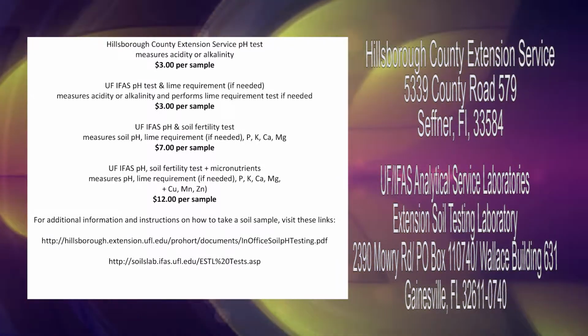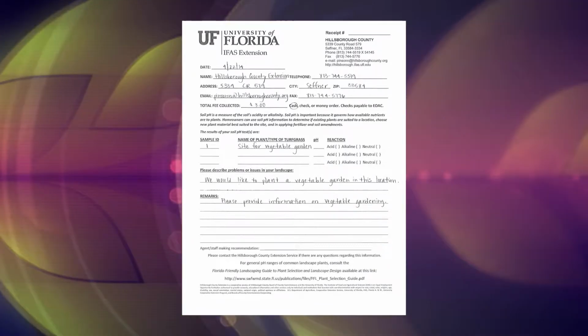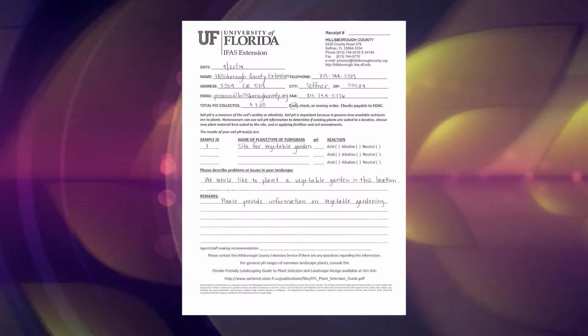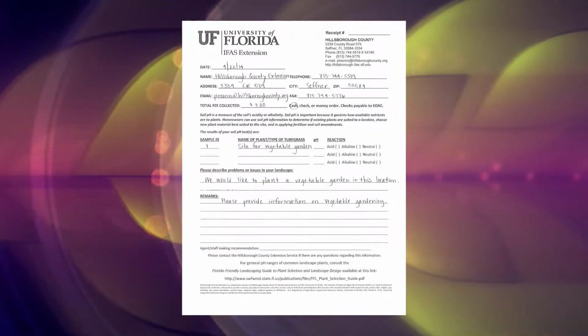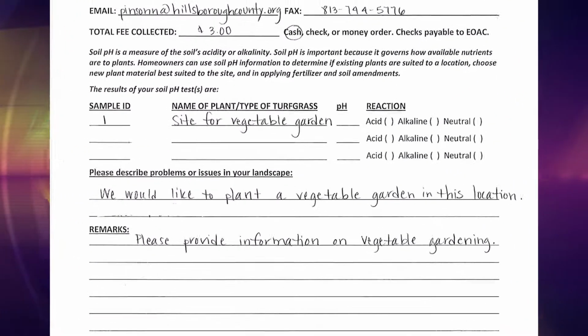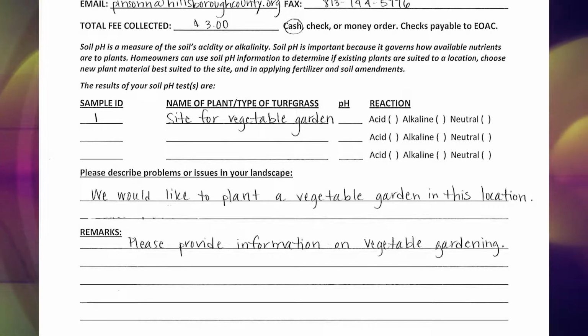So you want to make sure that you fill out your form completely and put your name and contact information. If you give an email address, usually you'll be contacted a little bit more quickly than through the mail. When you're filling out your form, it's very important for the extension agent or the University of Florida laboratory to be able to answer your questions and provide appropriate recommendations.